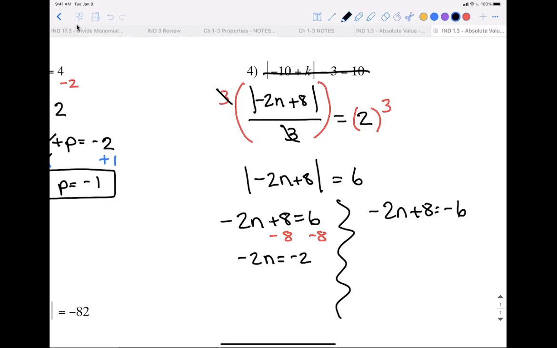Signs don't match, so we subtract and take the sign of the bigger. And then we want to divide off that -2 from both sides. And that gives me n equals, and -2 divided by -2 is +1.